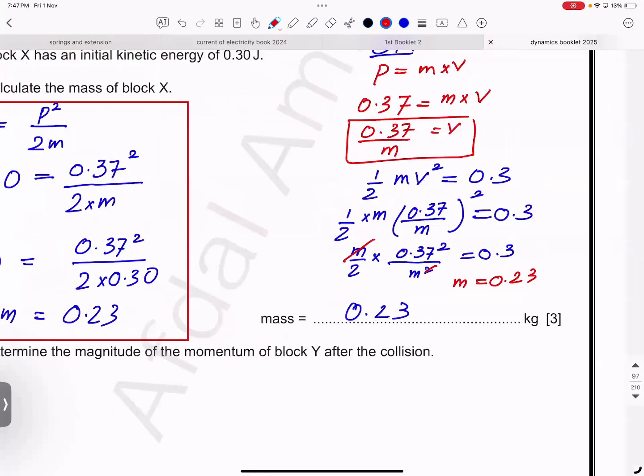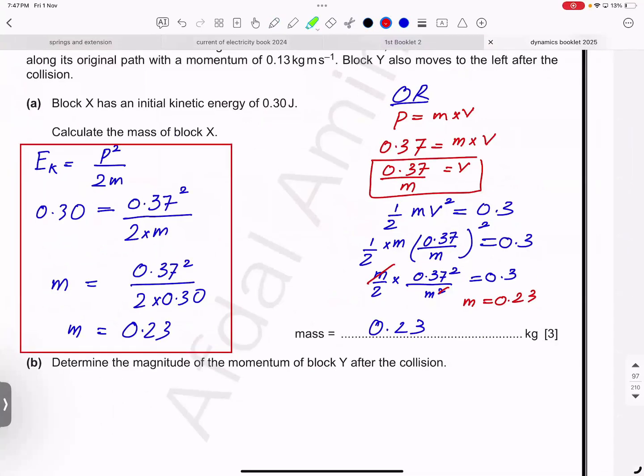I was shocked that no one tried, except 2 or 3 students, this concept, which I already told you, that momentum can be written in terms of kinetic energy. No, sir, everyone did this. No, not everyone. She did it. No, she didn't.